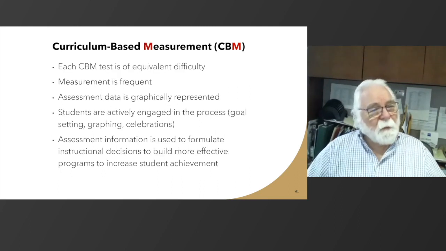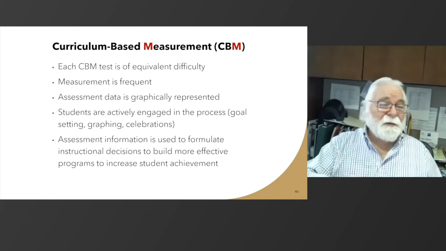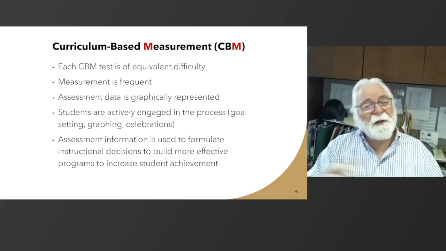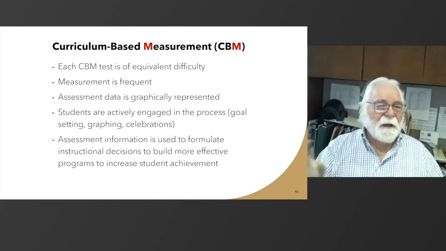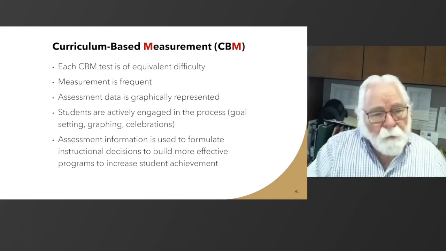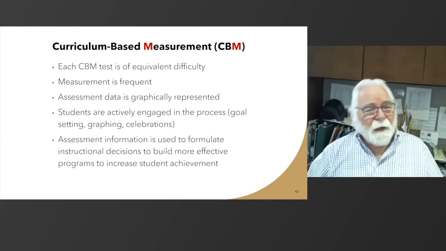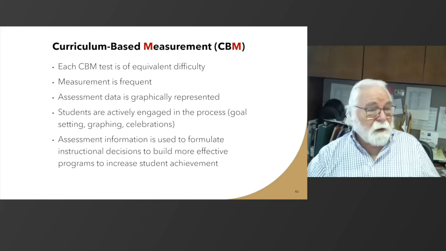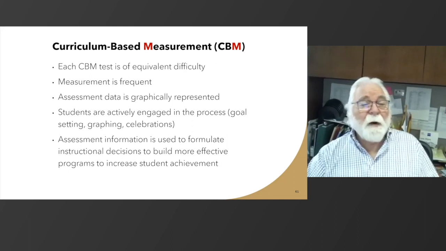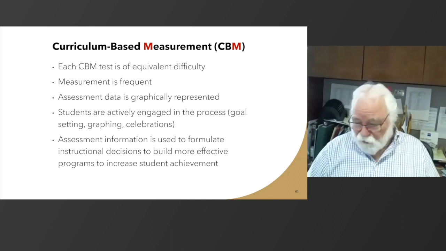Some important things to remember about these is they're equivalent in difficulty. So if you change how difficult each measure is, well, you're measuring the difficulty of the item and not the youngster. And so they tend to start maybe a little challenging, and then as the youngster improves, the score goes up. You do it as frequently as possible. The big part about representing the data graphically is a huge part of this. And then we can use it to make instructional decisions.